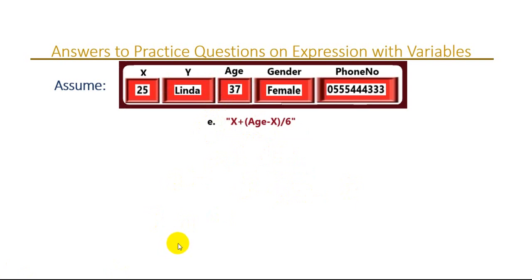Let's go to E. Now in this one I have put the entire thing within double quotes. So once again, even though this looks like a numeric expression where x is added to open bracket age minus x close bracket divided by 6, it's not that. When you put double quotes, you are saying to take this exactly as it is. So no replacement will be done. x will not be replaced with 25 and age will not be replaced with 37. So this expression results in the same expression. It won't solve this. If you give this to the computer, it will not solve it.